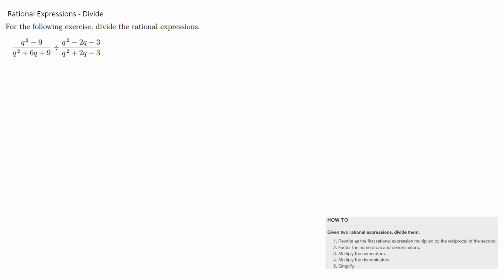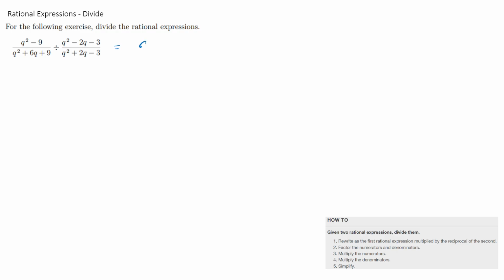All right, so let's take a look at an example for dividing rational expressions. So same kind of steps as when we multiply, but the first thing that we want to do is actually rewrite this as the reciprocal, right? So remember when we multiply fractions, we flip the second and multiply.